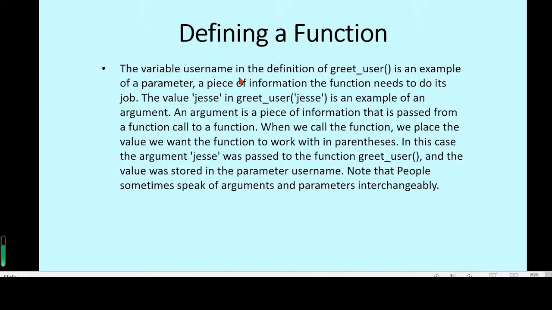The variable username in the definition of greet_user is an example of a parameter, a piece of information the function needs to do its job. The value Jesse in greet_user('Jesse') is an example of an argument. An argument is a piece of information that is passed from a function call to a function. When we call a function, we place the value we want the function to work with in parentheses. In this case, the argument Jesse was passed to the function greet_user, and the value was stored in the parameter username. Note that people sometimes speak of arguments and parameters interchangeably.